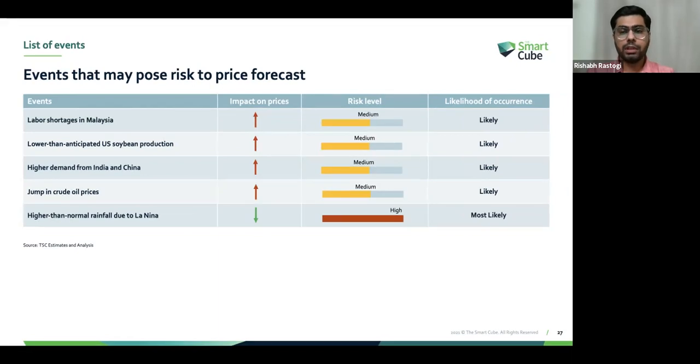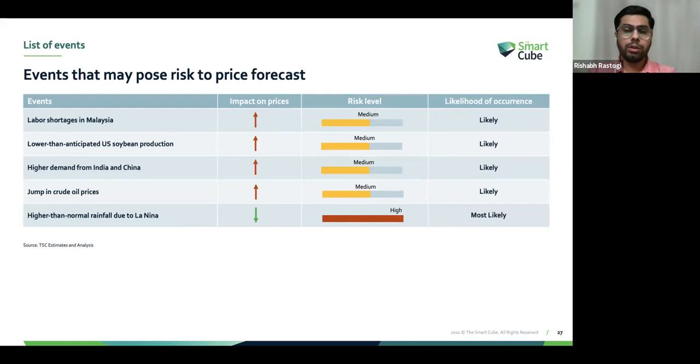After the positives, let us look at the bearish factor which may exert downward pressure on our price projection. Higher than expected rainfall in Indonesia and Malaysia, which are the main palm oil producing regions, may raise palm oil output from these countries and exert a downward pressure on prices.